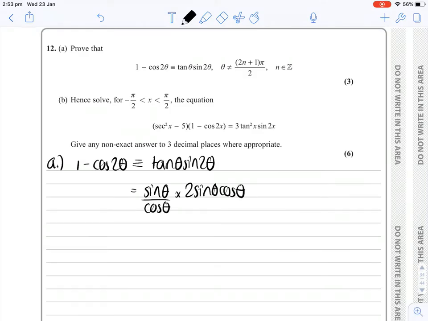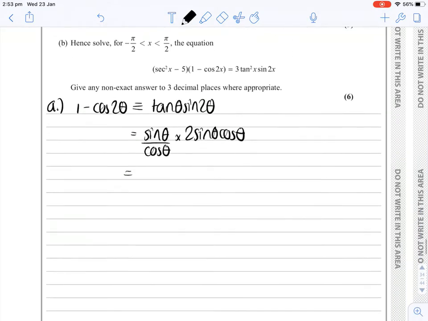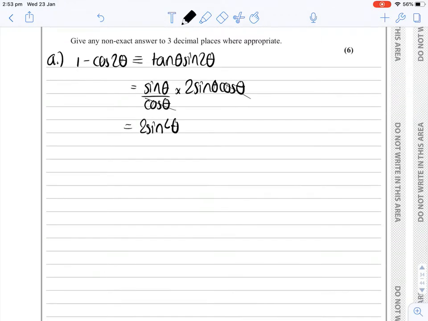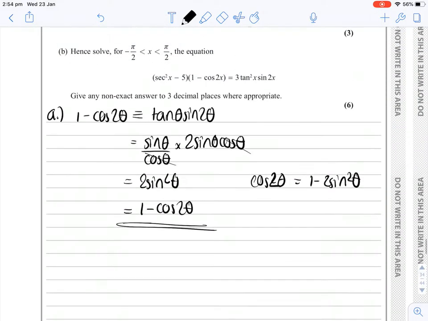cos θ. We can see here that our cos θs are going to cancel and we're left with 2 sin squared θ. Using the double angle formula, we know that cos 2θ is equal to 1 minus 2 sin squared θ. So therefore, if we rearrange it, this is equal to 1 minus cos 2θ, and we've proved it.